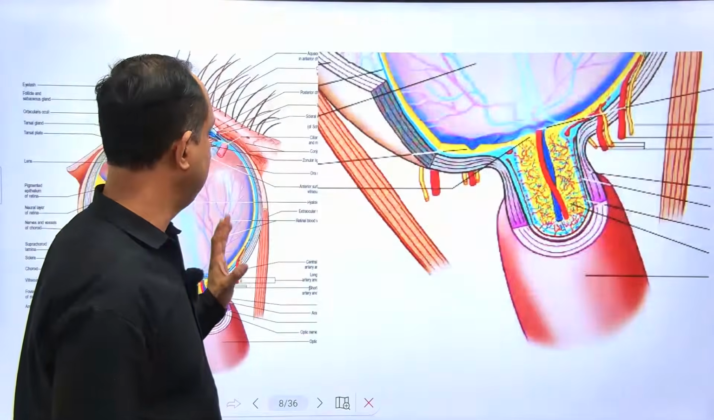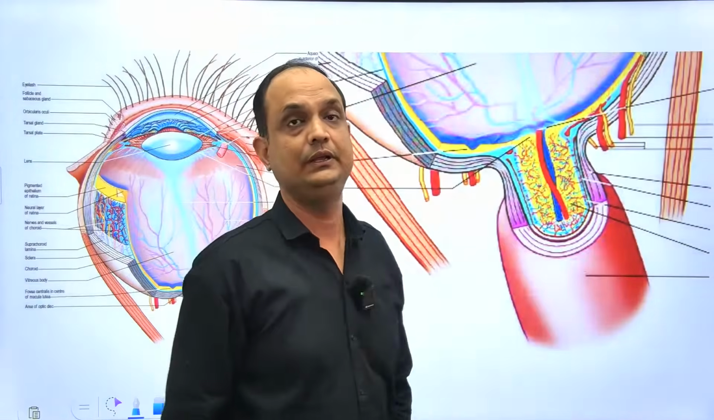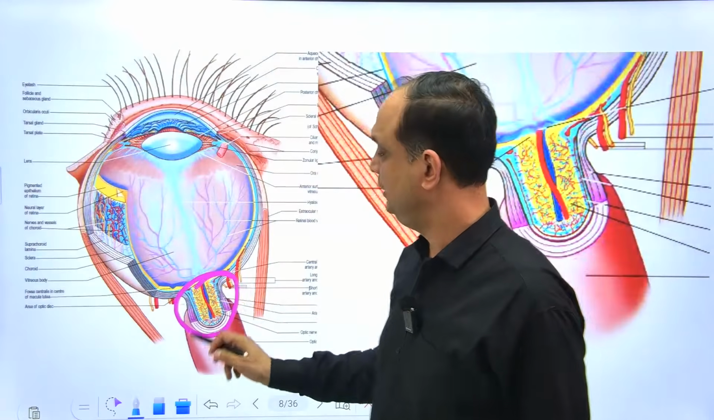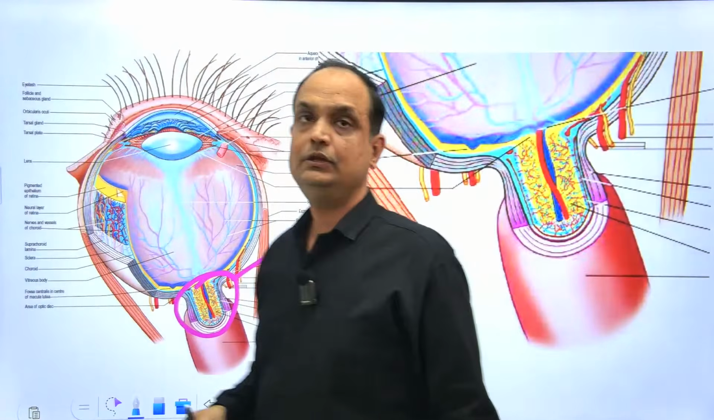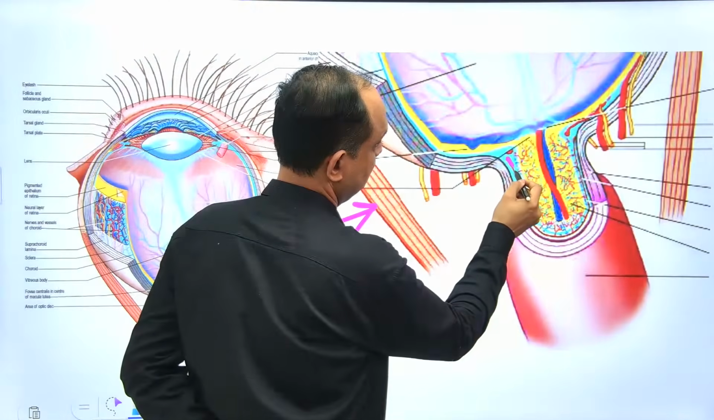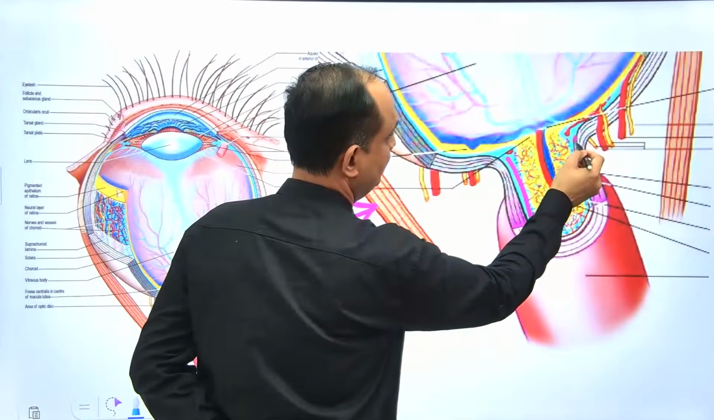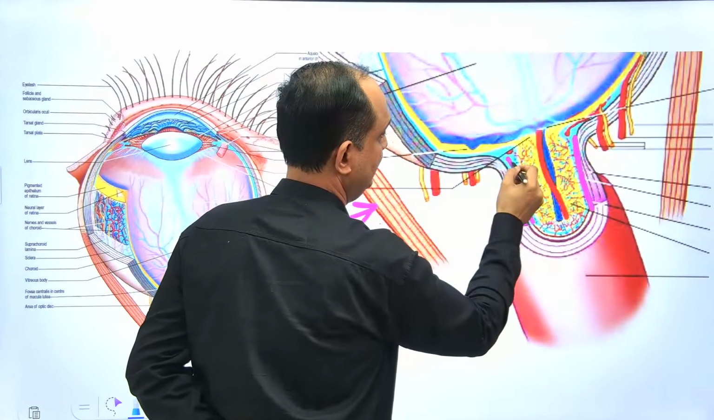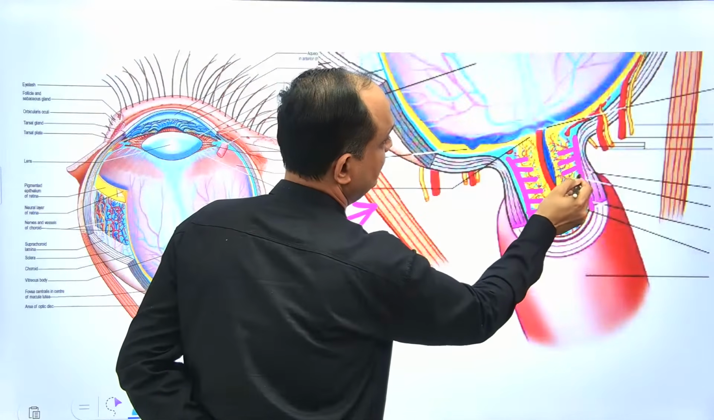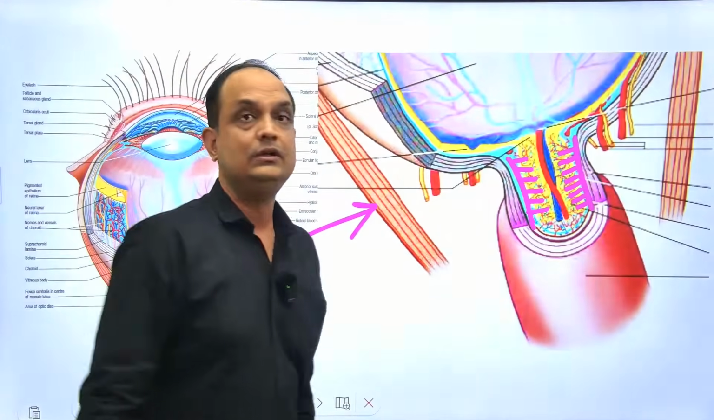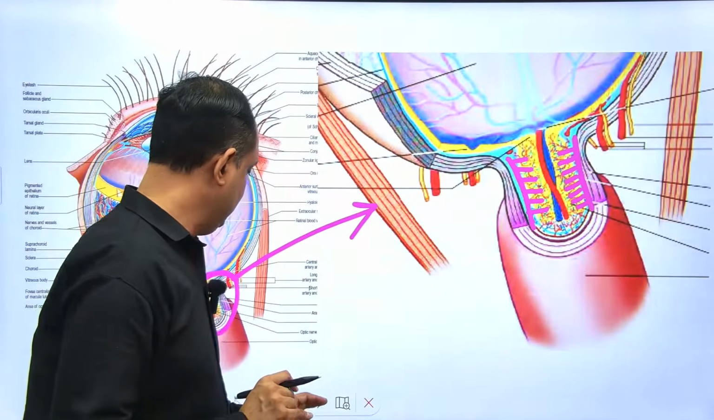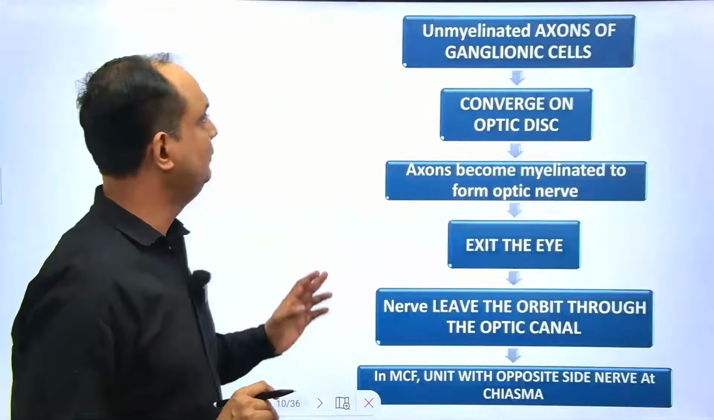Now, if you see this diagram, what it is showing is this posterior part. If you zoom into this area, you can see the pia mater, which is the outer part of the optic nerve, and the innermost pia mater is also sending blood vessels inside. So this is also one of the sources of blood supply of your optic nerve. Clear? Now we'll move to the next peculiarity.